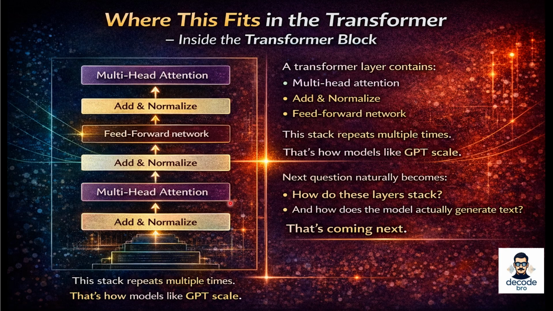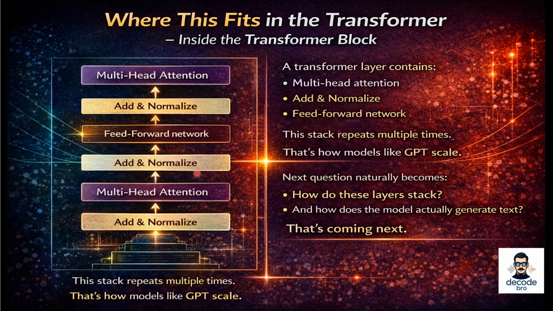But we don't immediately move on. After attention reshapes the representation, we pass it through something called add and normalize. The add part is a residual connection. It keeps a copy of the original input and adds it back in, preventing important information from vanishing. The normalize part stabilizes the values so training doesn't spiral out of control. Think of it as recalibrating the signal before moving forward.